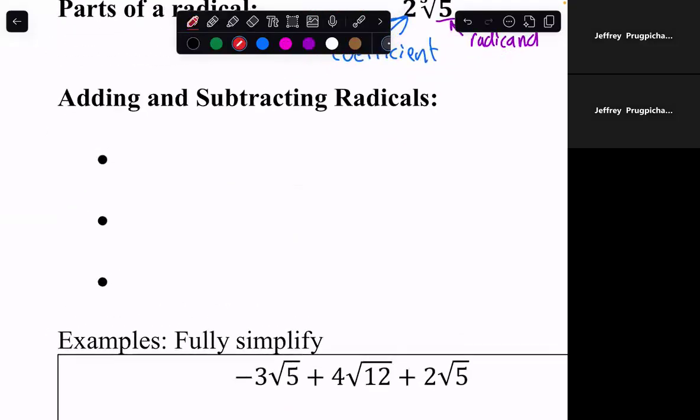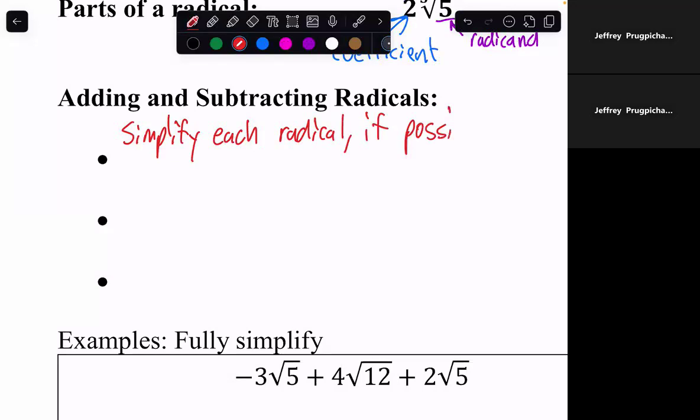Okay, so the first step you want to do is simplify each radical if possible. Okay, so just like we did above, that means if there's anything on the inside, meaning in the radicand, that can be moved in front to the coefficient, you would do so.